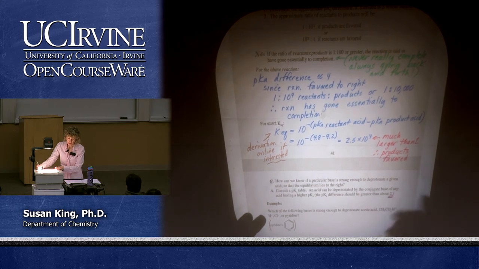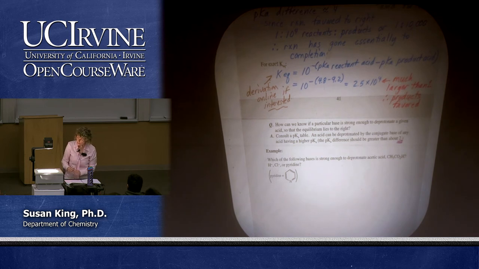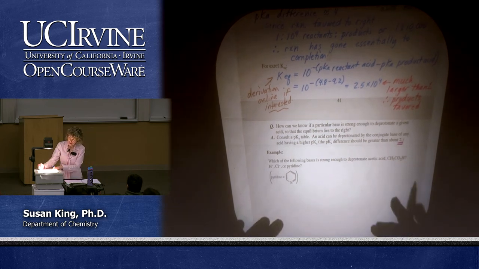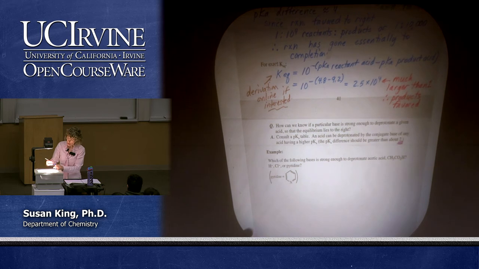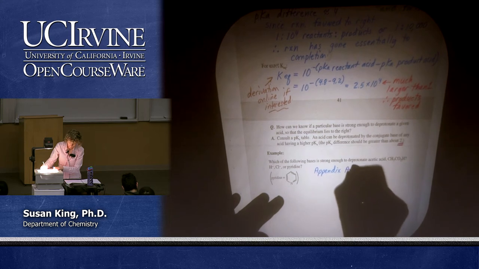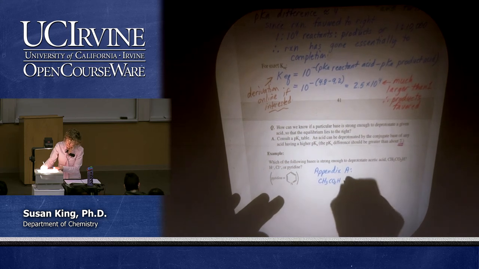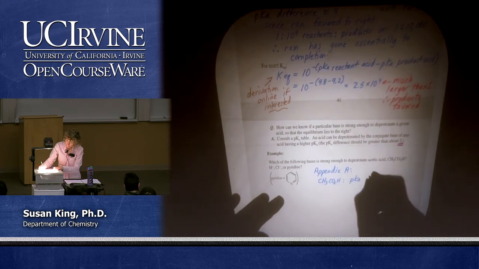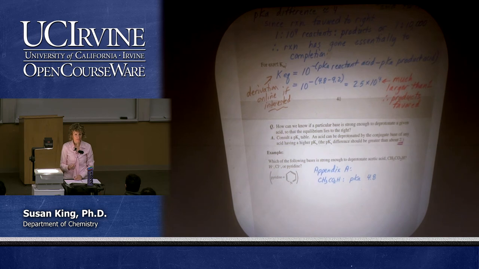So let me give you an example, and that's a lot easier to do when you have that pKa chart in front of you that I wanted to have today, but we'll deal with this. All right, so which of the following bases is strong enough to deprotonate acetic acid? Here's acetic acid, H minus, Cl minus, or pyridine. Okay, so I already went into Appendix A. Acetic acid, pKa 4.8. For the bases, since we don't use pKb, we're going to have to use the pKa of the conjugate acid instead.